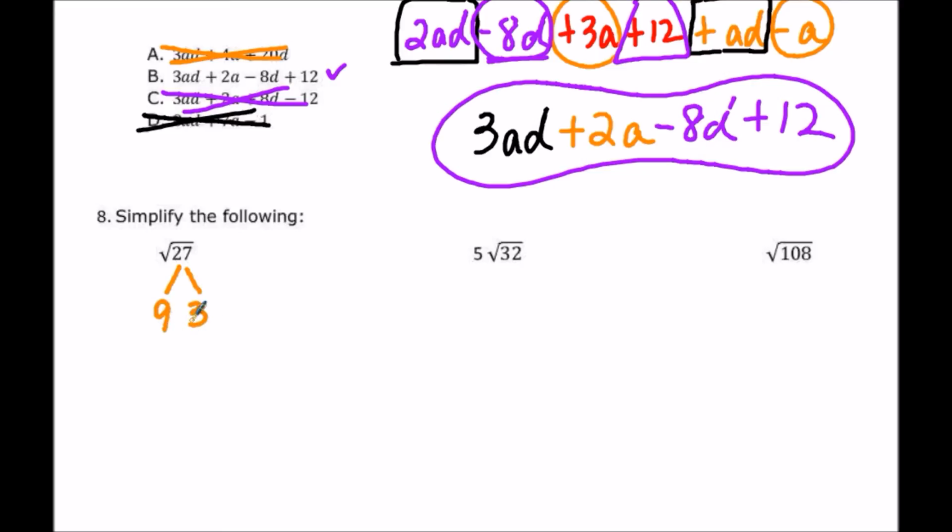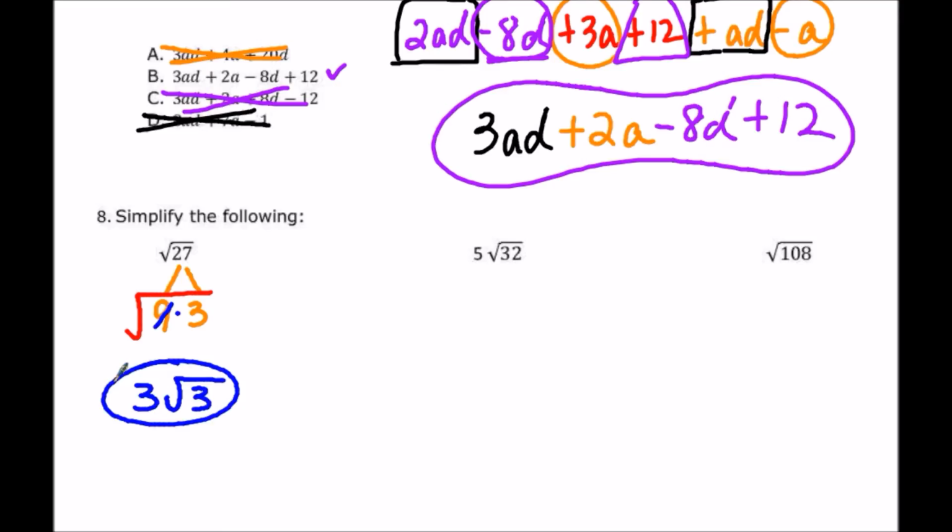And why does that make me happy? Because guess what? 9 is a perfect square. So I split it and I quit it, split it and quit it. Oh yeah. So now I'm taking the square root of 9, and the square root of 9 is 3. So when I pull a 3 out, the 9 goes away. And then I can't take the square root of 3, so I leave it. 3 square roots of 3, and there's my answer.